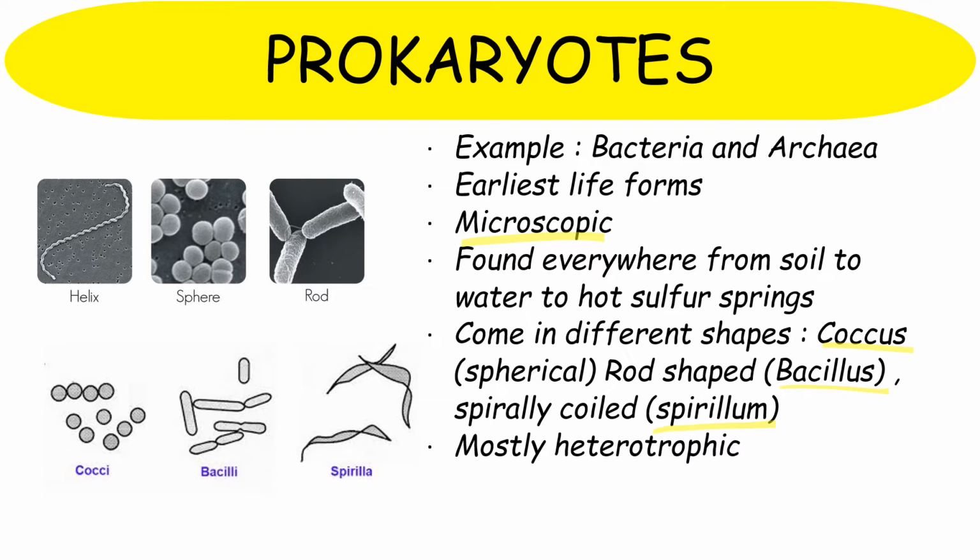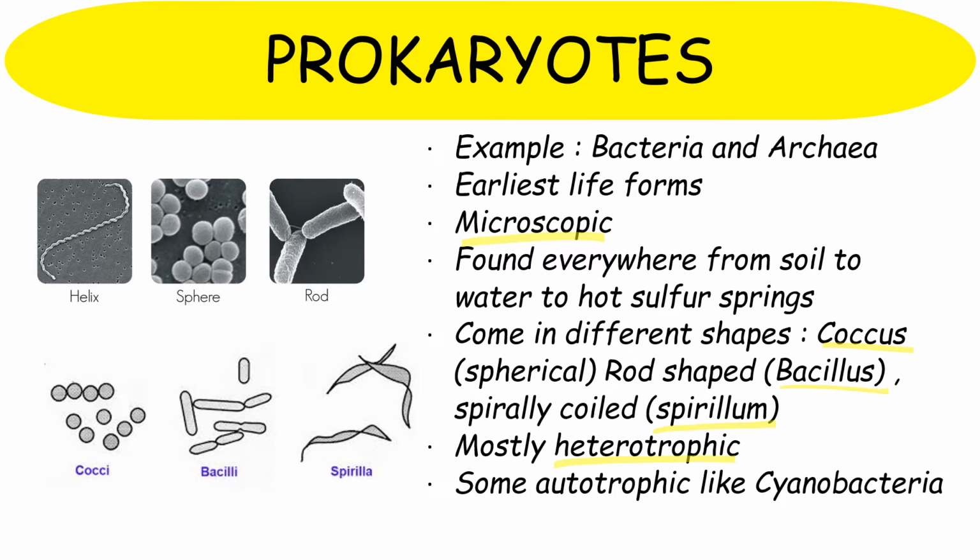Most of the bacteria are heterotrophic. That means they cannot make their own food. But some, like cyanobacteria, are autotrophic. That means they can make their own food.